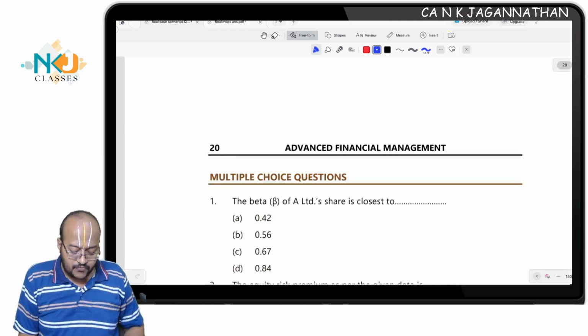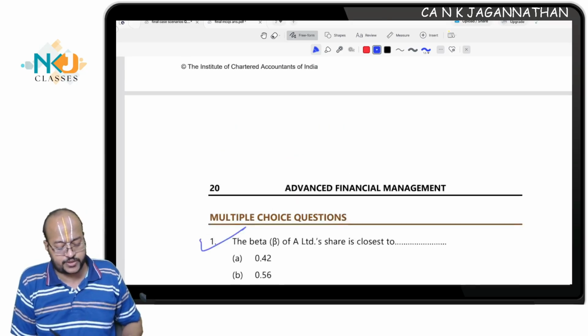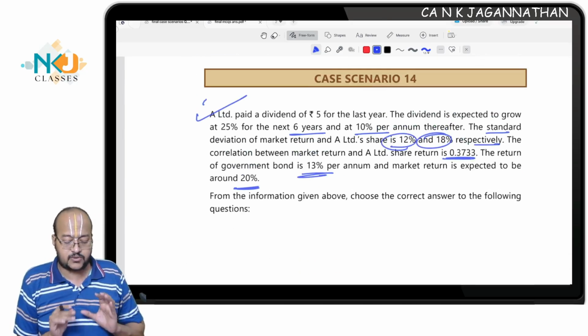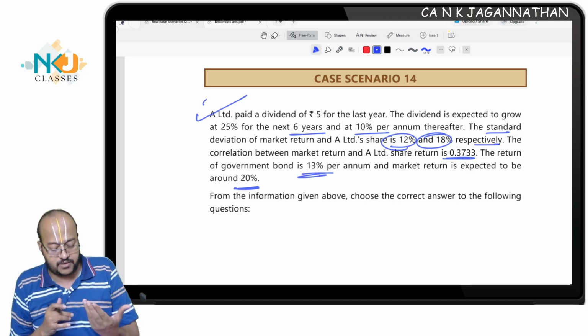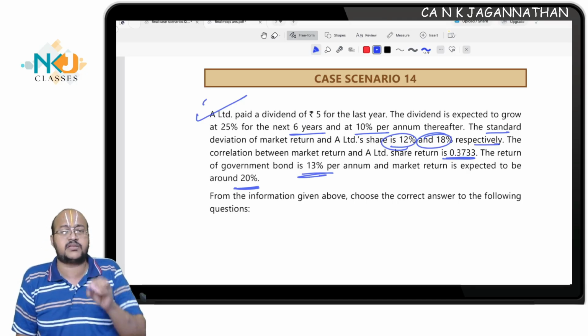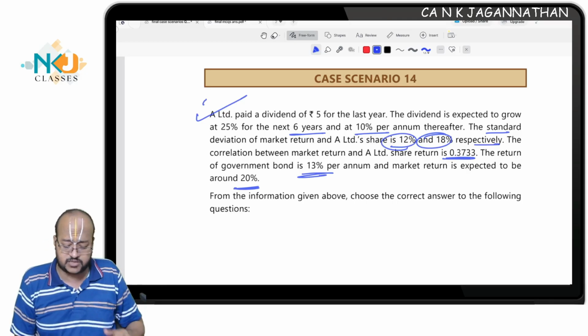Now, the beta of A Limited share. In this question, if you notice, beta is not directly given. They want you to apply CAPM, but beta is not directly given. This is a typical question you have in the security valuation, equity valuation segment.